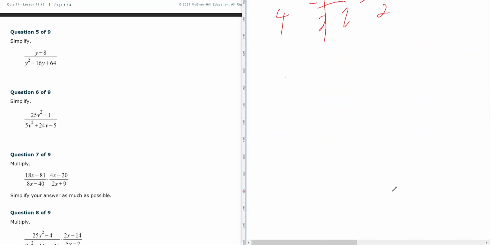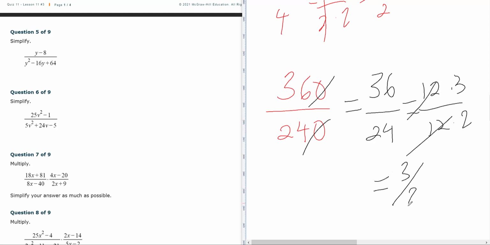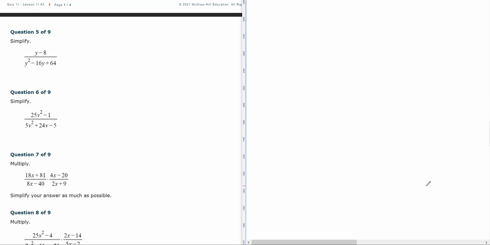Now 360 over 240, well, I can reduce those zeros out. That's dividing the top and bottom by 10. If I have 36 over 24, this is 12 times 3 over 12 times 2. And look, I still get 3 over 2. So you do not have to multiply out first. You can reduce first if you have factors, okay? If it's in multiplication form.